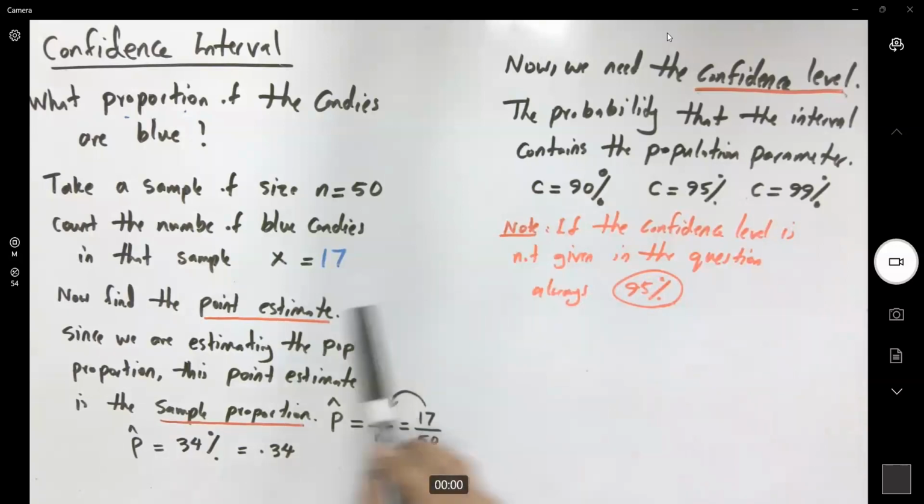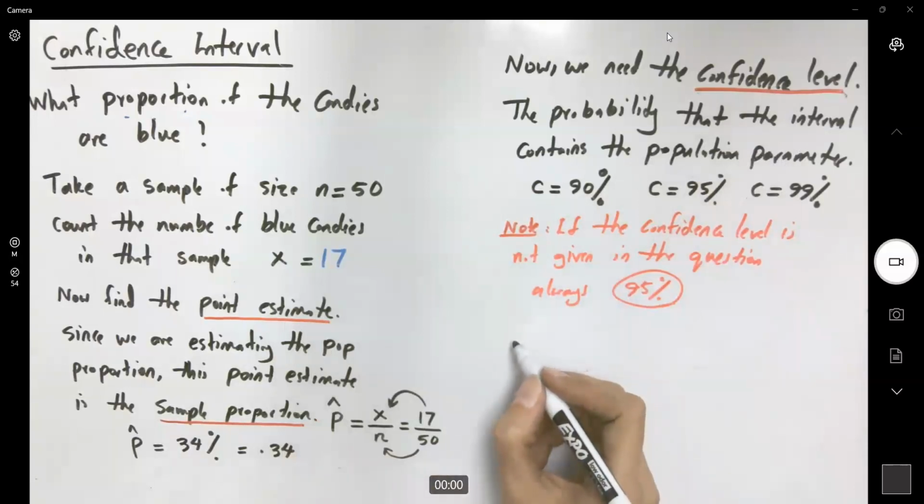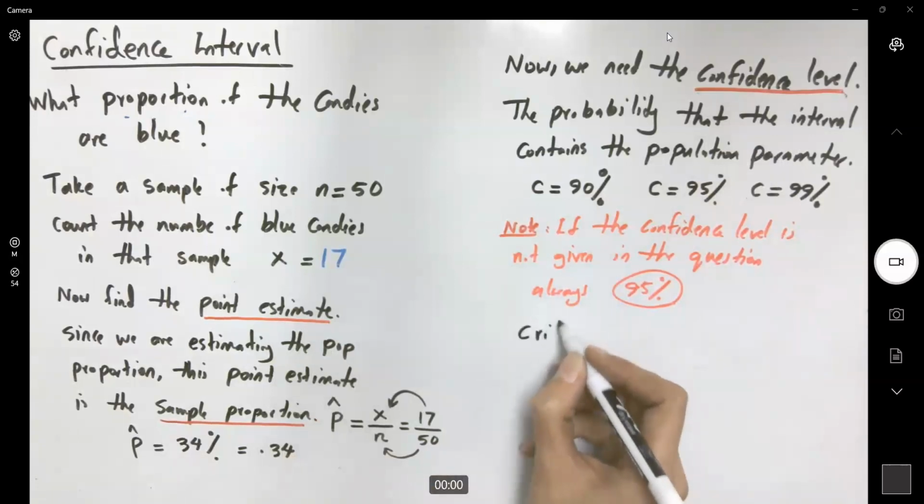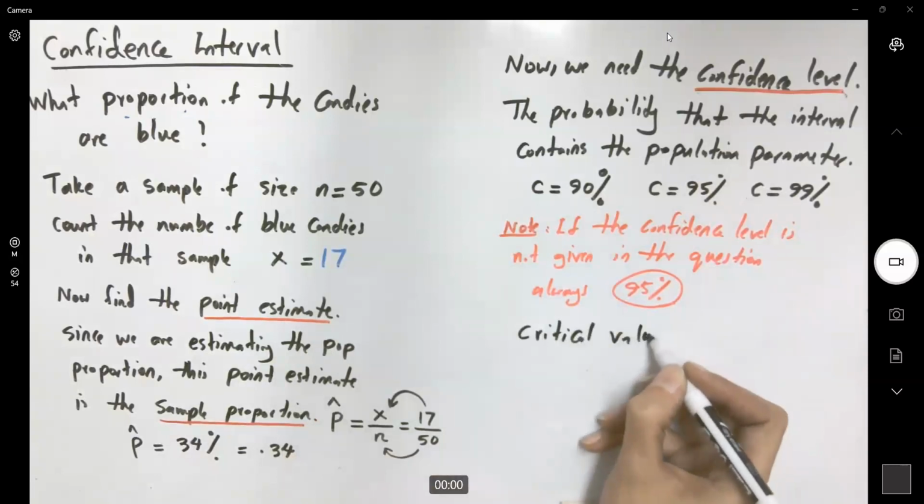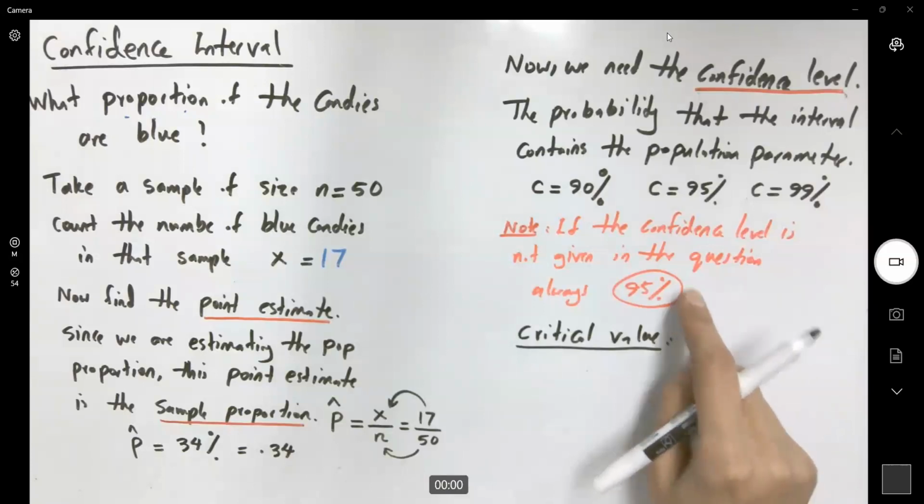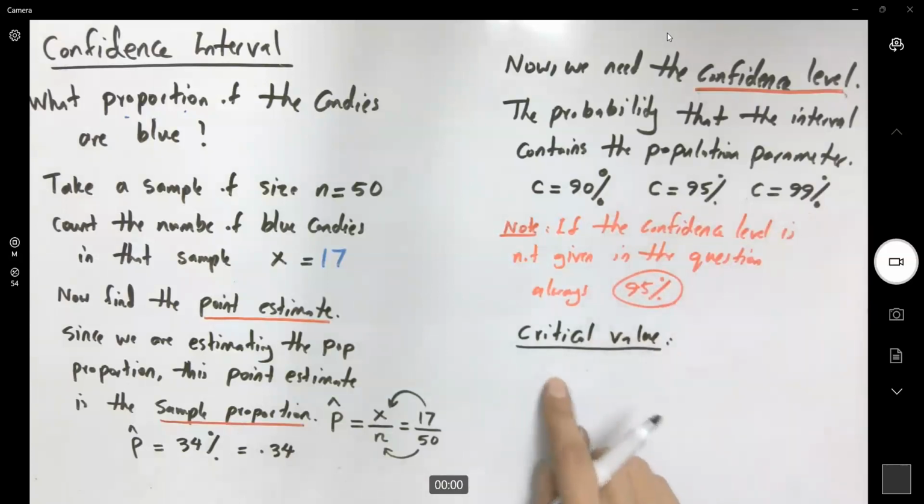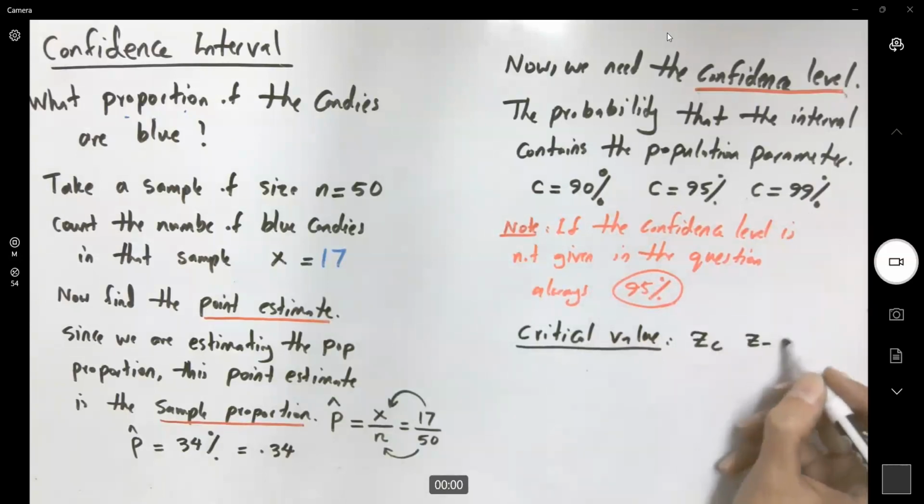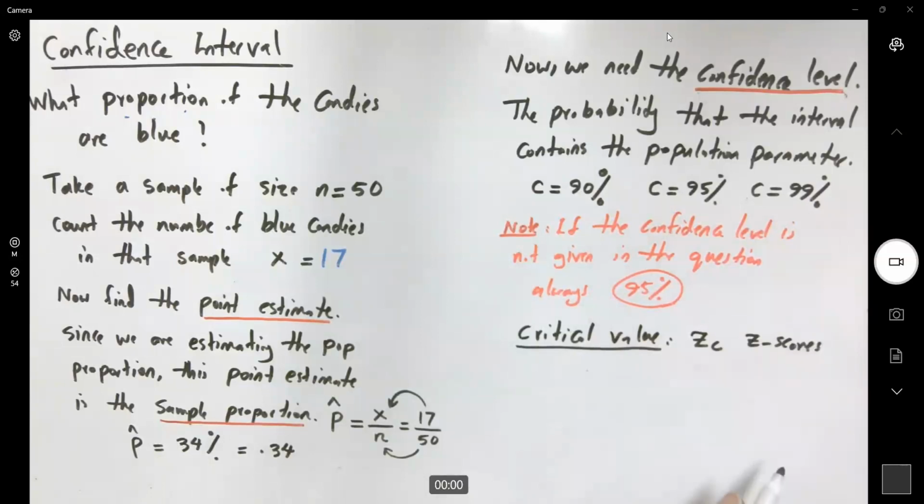Okay, we found the point estimate, we found the confidence level. In the next step, we need to find ZC, or critical value. Critical values correspond to the level of confidence. Critical values, or Z sub C, are Z-scores, the Z-scores that we learned before.